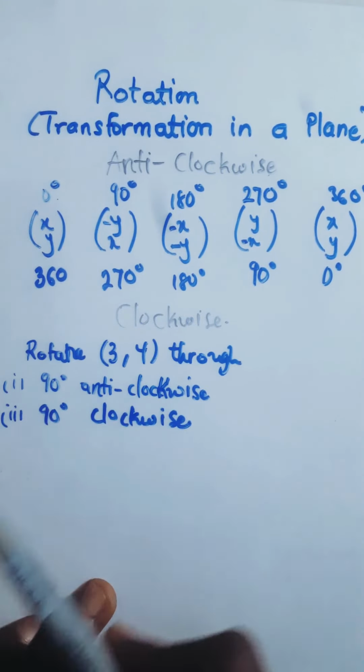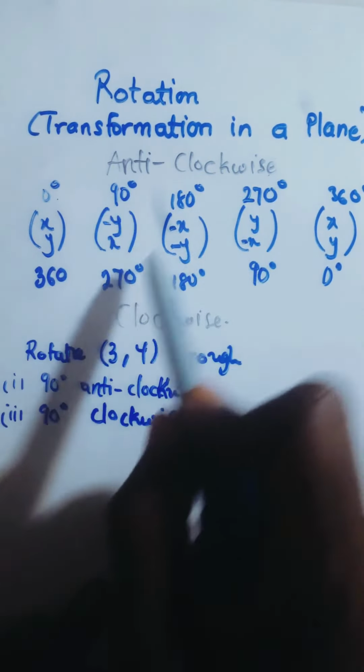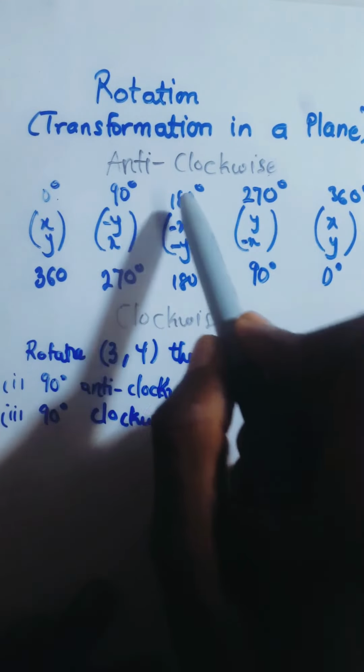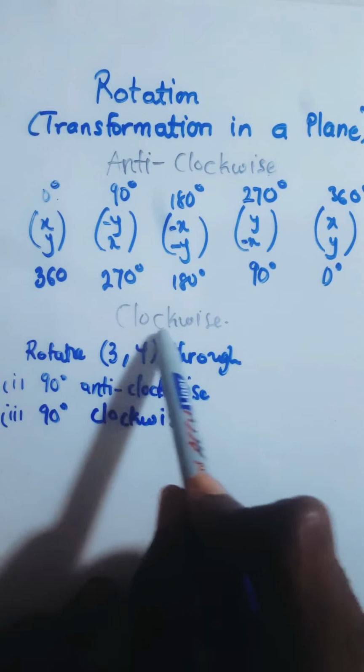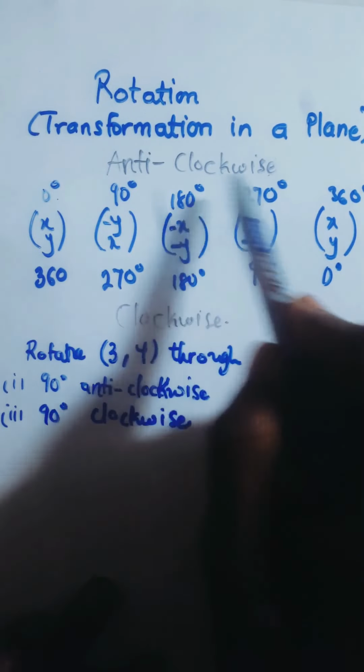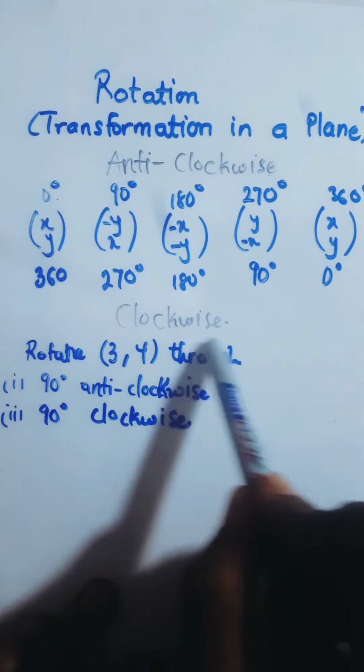Now after doing this, what you need to know is that 90 degrees anti-clockwise is the same as 270 degrees clockwise. 180 degrees anti-clockwise is the same as 180 degrees clockwise. 270 anti-clockwise is the same as 90 degrees clockwise.